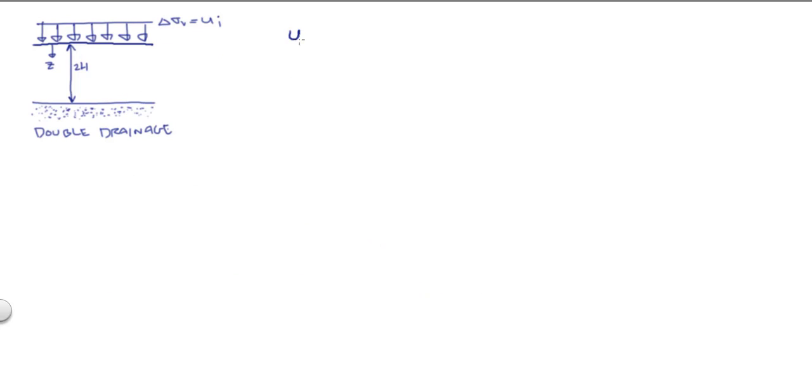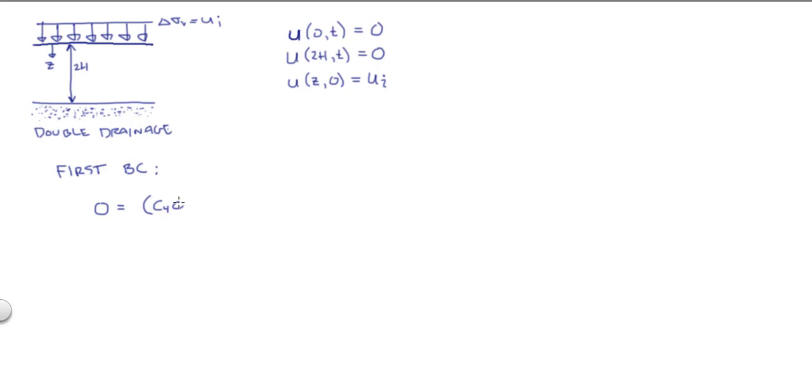Now let's talk about boundary conditions. I'm going to solve this problem for a double drained layer. So that means that the pore pressure at the top of the layer is 0 at all times, and the pore pressure at the bottom is 0 at all times. We're also going to assume that the initial pore pressure is constant throughout the layer, so that means that u at all depths at time 0 is equal to ui.